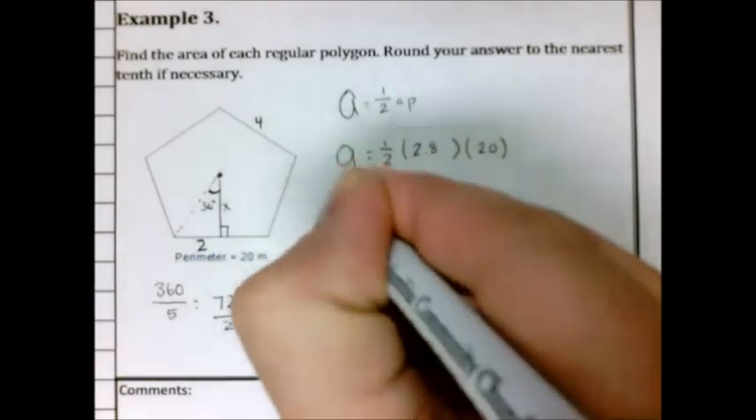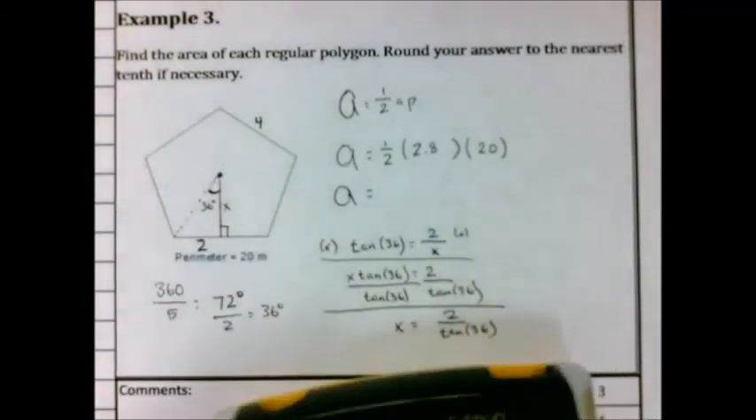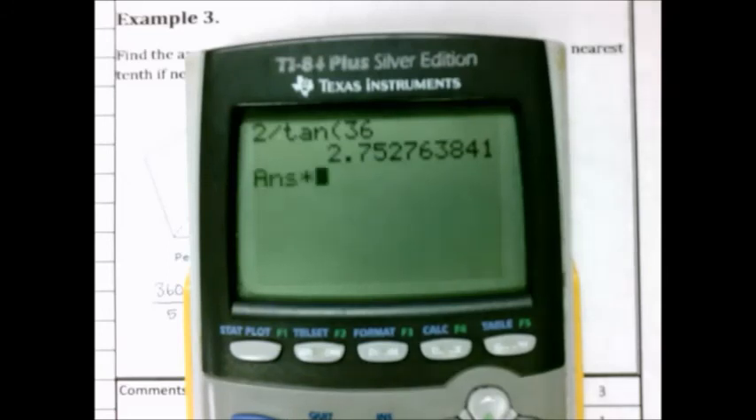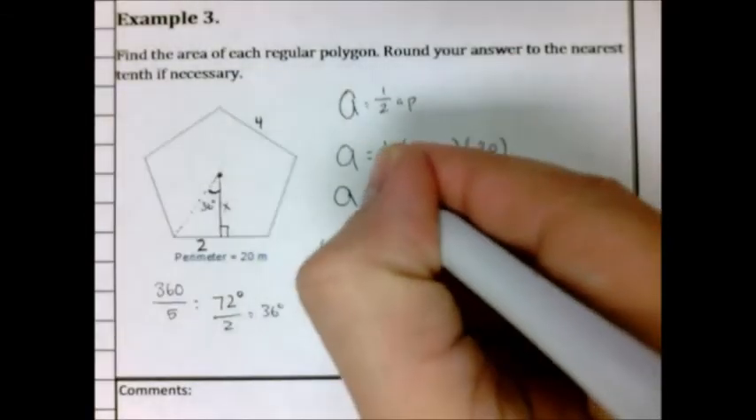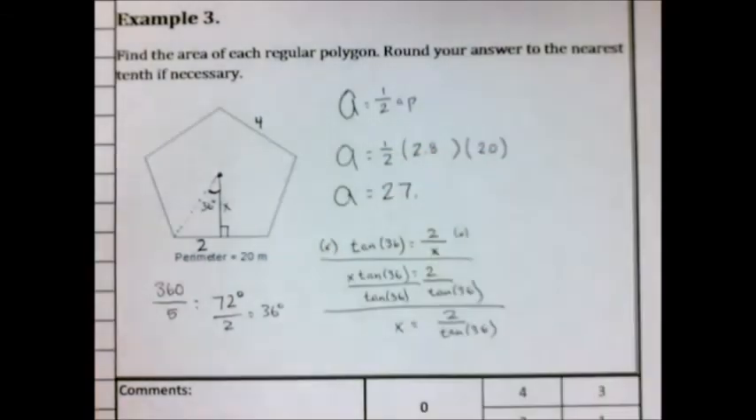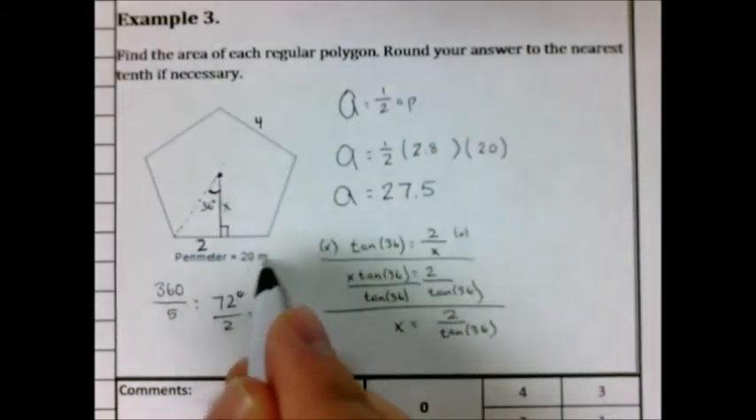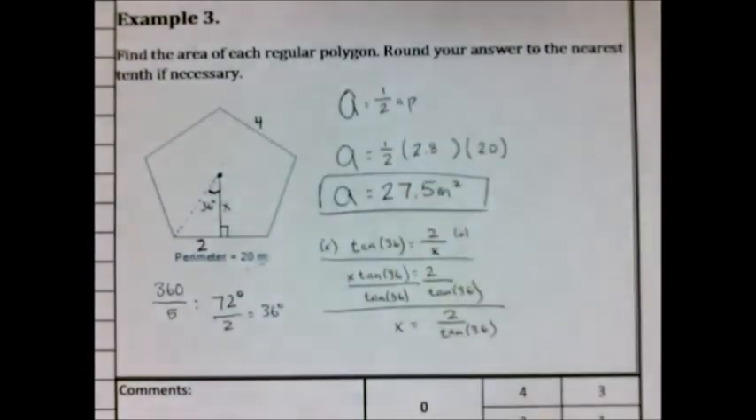But remember, when we're using a calculator like this, it's good to use the entire value of that number. So we're going to multiply 2.8 times 20 times 0.5. We're going to just say multiply right here using our answer from above. 20 times 0.5, and we get 27.5. So the area is 27.5. And we see that we're given a unit. It's meters squared. And that is the area of that wonderful pentagon.